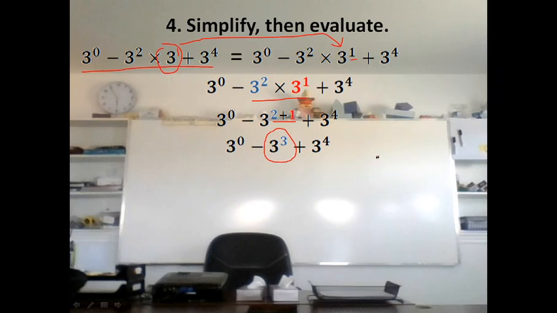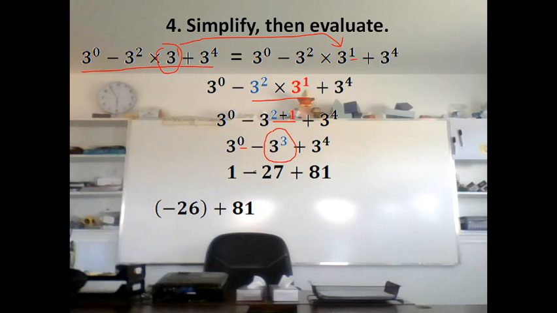Now we need to turn each power into standard form and then solve. So 3 to the power of 0 becomes 1, because any number to the power of 0 equals 1. 3 to the power of 3 is 27, and 3 to the power of 4 is 81. And now we use order of operations to solve the rest.